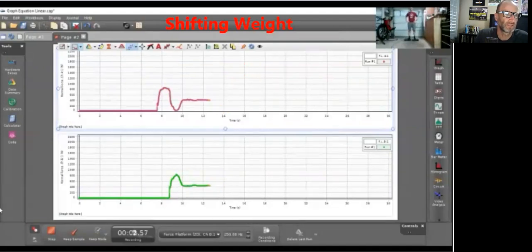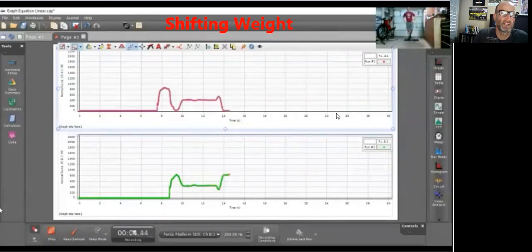I'll talk through some of these. Right here, this is the weight on one foot, which is about 400 newtons. This is the weight on the other foot, which is about 400 newtons too. So I've got my weight pretty evenly distributed amongst both feet. My total weight is 800 newtons, 400 on one foot, 400 on the other. So let's see what happens when I go on to one foot.